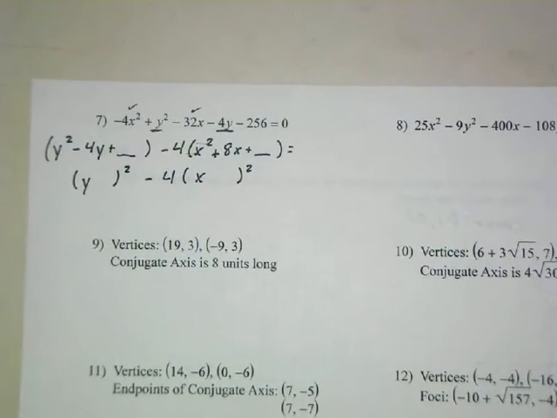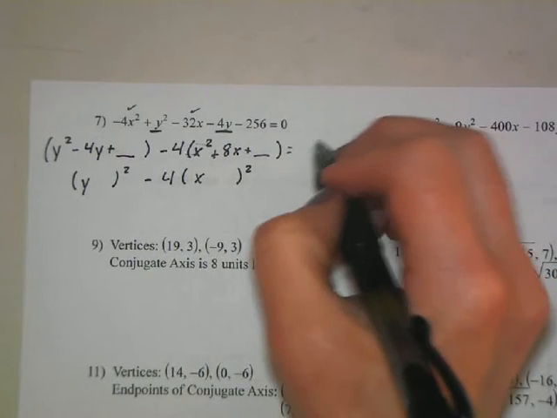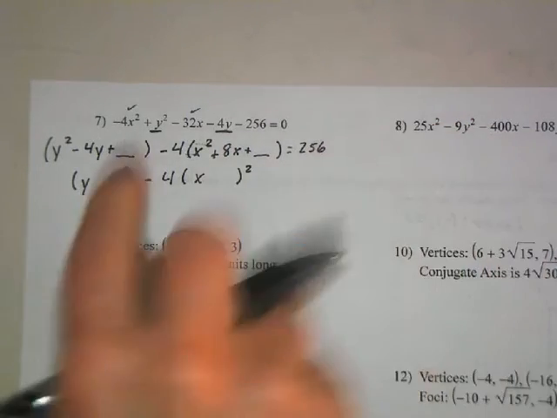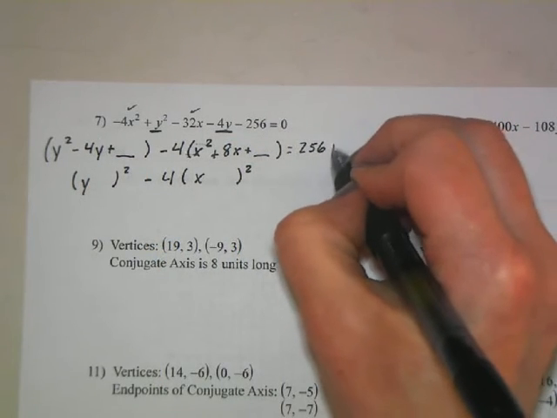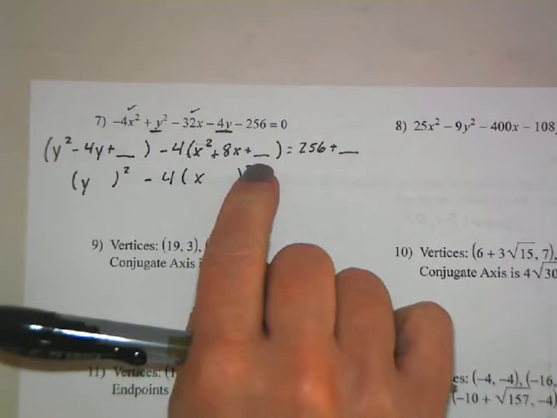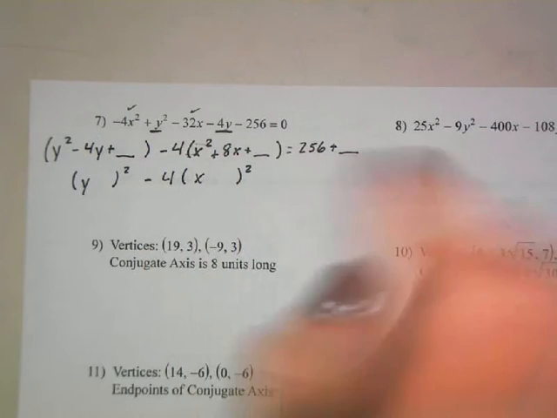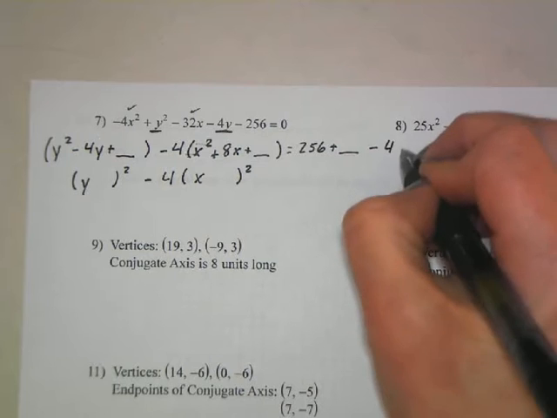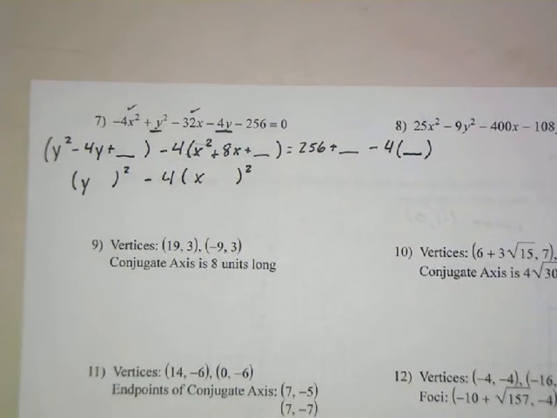Okay, so that negative 256 wasn't working for us, so I added it to both sides. I just randomly put a blank there, so if I add it to one side, I have to add the blank to the other side. Now this blank here that I added gets multiplied by negative 4, so I'm going to put minus 4 times blank.